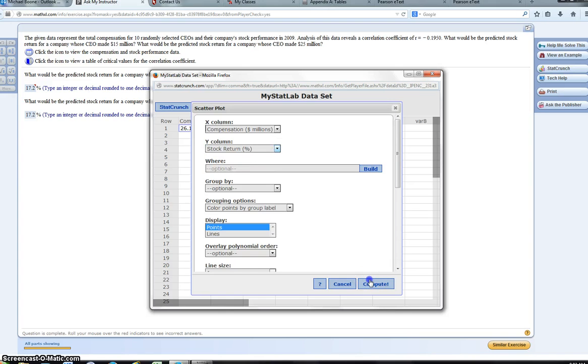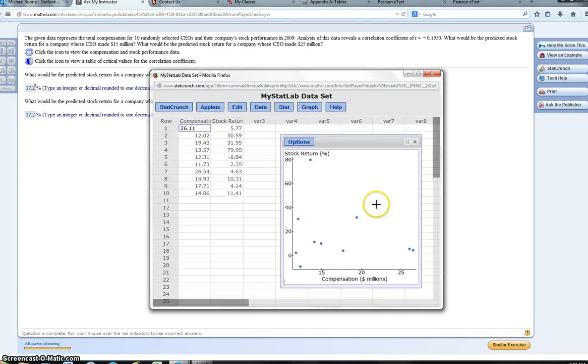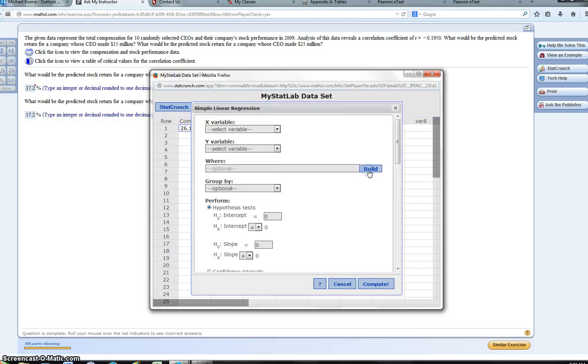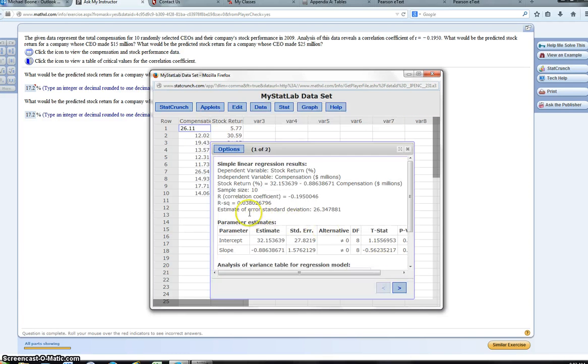And we look at this. There's not a good linear relationship here. I'm all over the place. It does give me a negative 0.19, but again, that's kind of horrible for the number of data points that we have. Again, if I wanted to do a simple linear, I could. And I get an R value of negative 0.19 like they said I would.